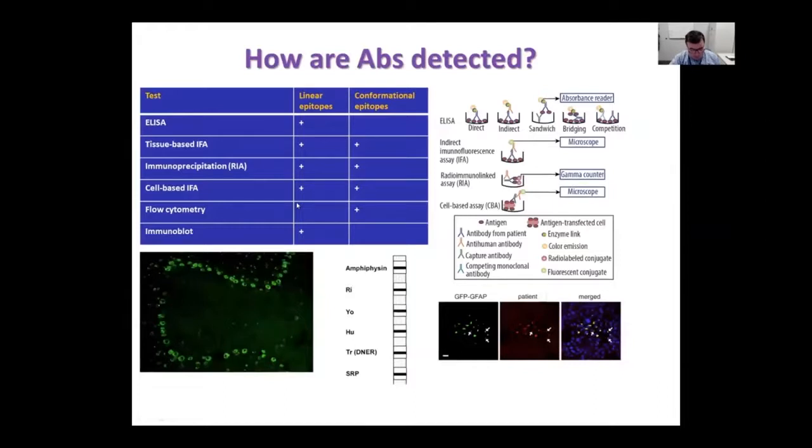So how are these antibodies detected in the laboratory? Well, there are a number of different methodologies that are used for doing this, and I've illustrated some of these here. And so one of the workhorses in the lab is this indirect immunofluorescence assay using murine tissue. So mouse tissue with patient serum or CSF applied, and then an anti-human secondary antibody with the fluorophore attached binds to the human already bound antibody, and you get these different patterns of fluorescent staining depending on what antigen or protein the IgG is binding to.